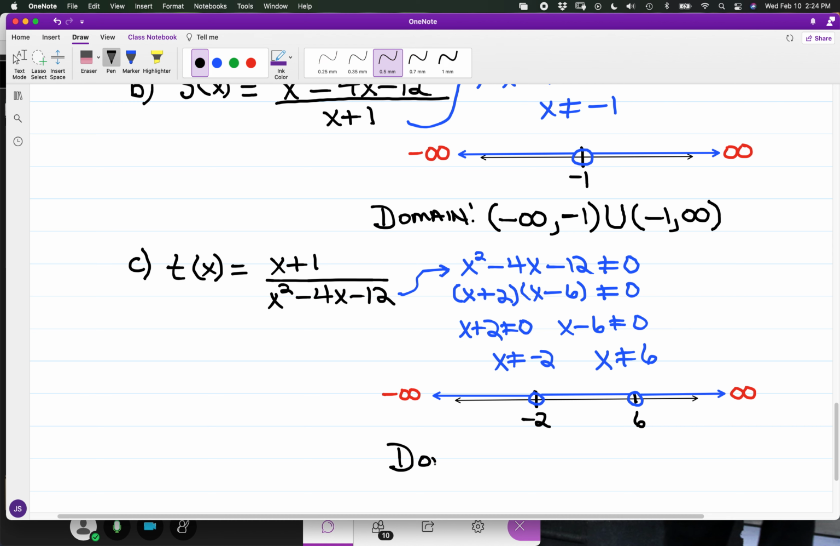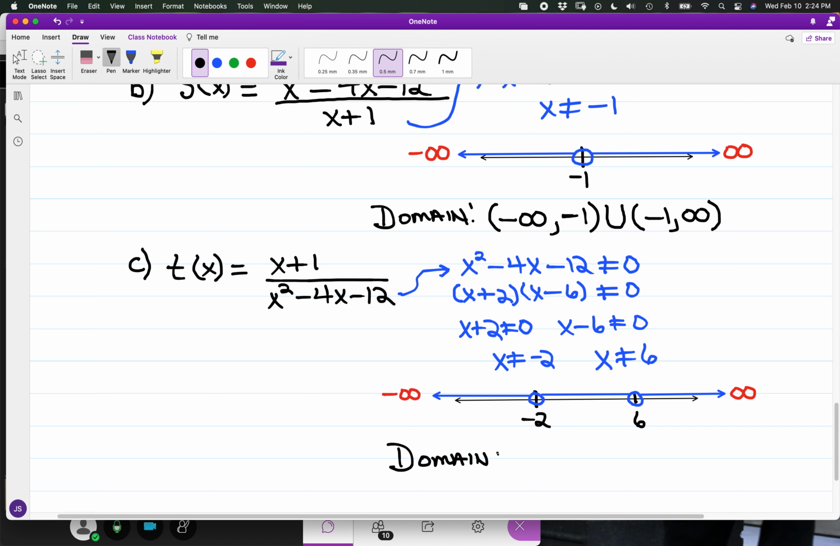So we'll have for the domain, okay, now sort of backtracking. In part B, there was one exclusion that led to the development of 2 subintervals, dancing around the exclusion of negative 1. Now with 2 exclusions, we're going to have not 2 but 3 subintervals.